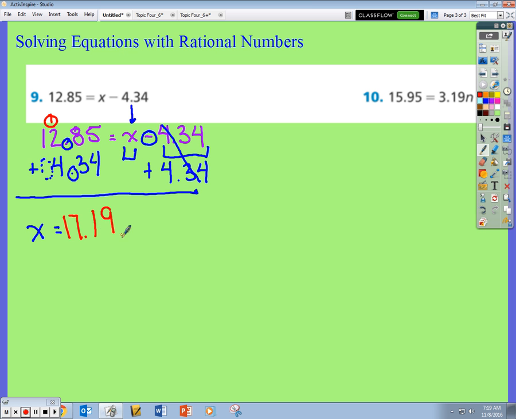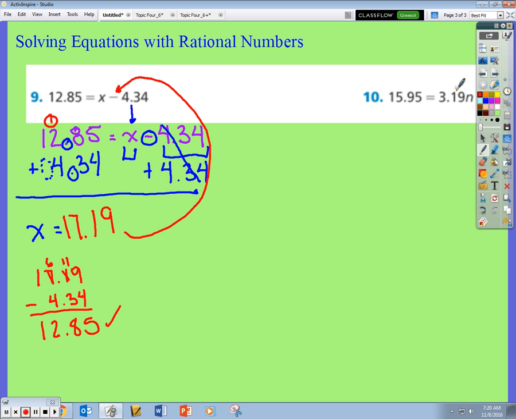Again, I can substitute that value back in for the x. Make sure that 17 and 19/100 minus 4 and 34/100 is equal to 12 and 85/100. Let's do that real quick. 17 and 19/100 minus 4 and 34/100, line up your decimal point and your place values. Well, let's take a look. 5, this becomes an 11. This would become a 6. 11 minus 3 is 8. Bring down your decimal point. 6 minus 4 is 2. That's 12 and 85/100. Hey, that works out, so that checks.